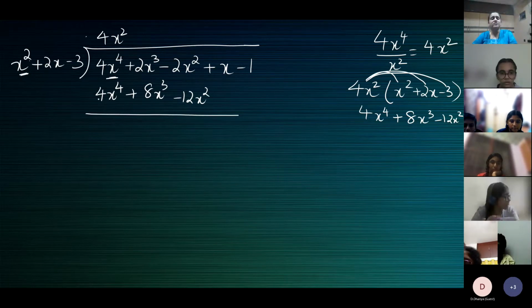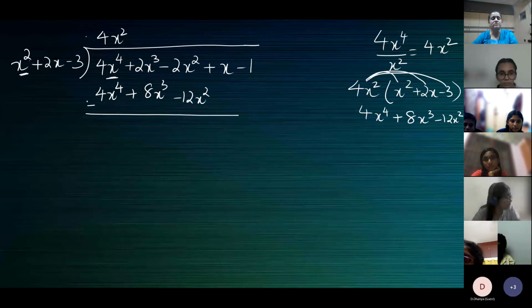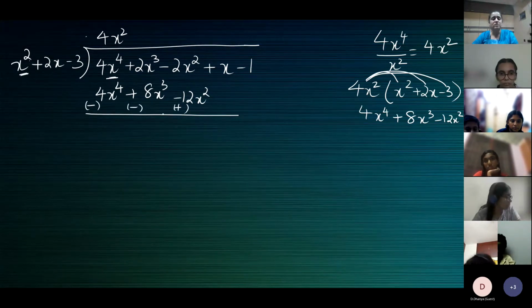Subtract. Change the signs. Minus, this becomes minus, minus, and this becomes plus. Change the signs. 4x to the power 4 minus 4x to the power 4 is 0. So they get cancelled.